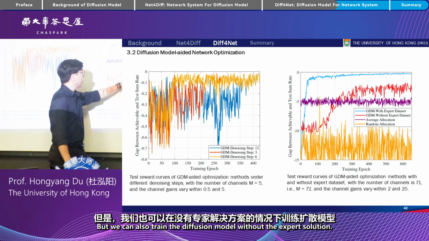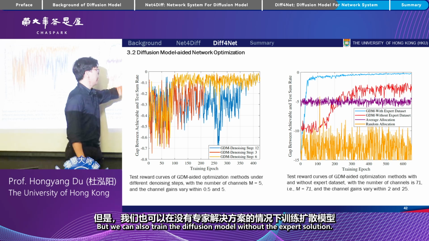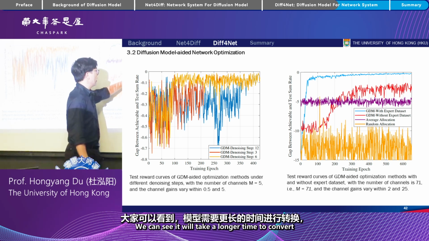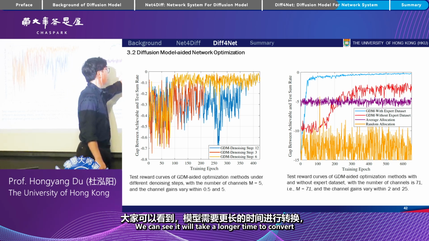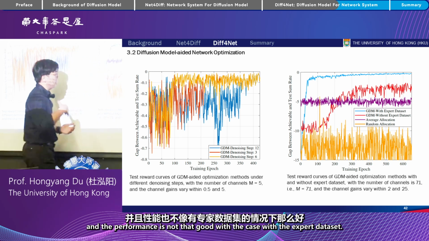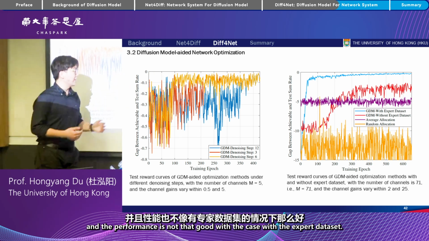But we can also train the diffusion model without the expert solution. And we can see it will take a longer time to converge, and the performance is not as good as in the case with the expert dataset.